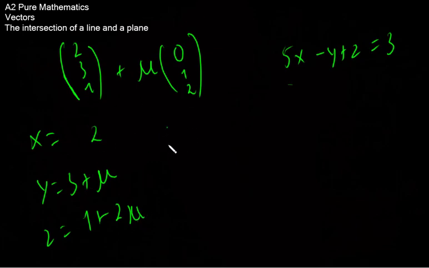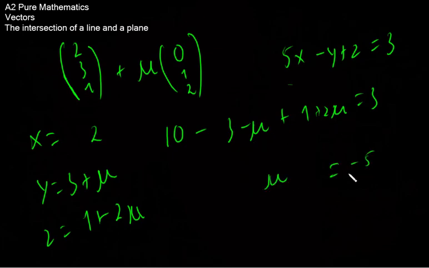So here we have 10 - (3 + mu) + 1 + 2mu = 3. So 3 - 5 ... so mu is equal to -5. Now if you replace it here, you can find the point where these two intersect. That's how you find the intersection of a line and a plane.